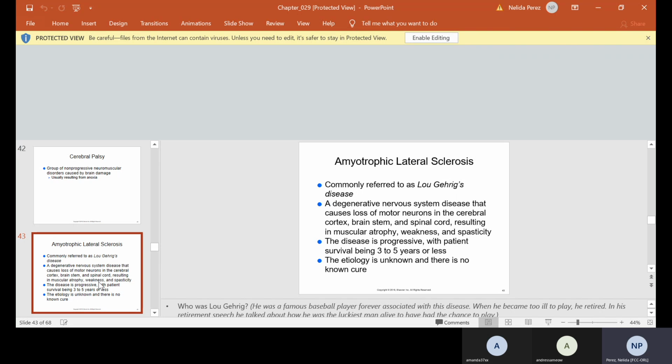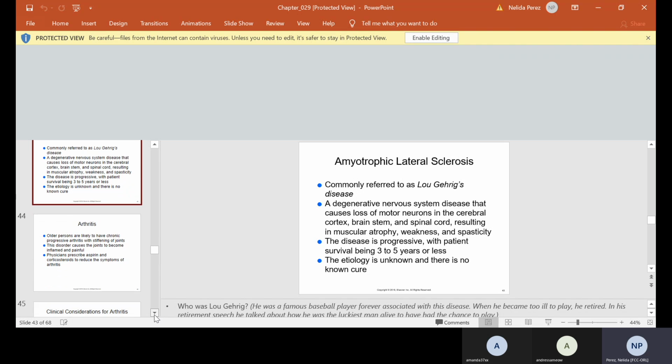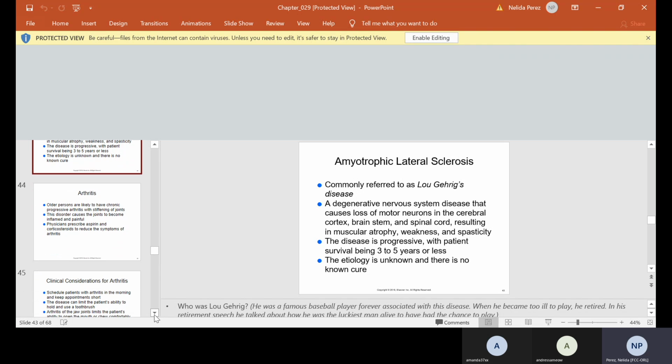Amyotrophic lateral sclerosis, commonly referred to as Lou Gehrig's disease. It's a degenerative nervous system disease that causes loss of motor neurons in the cerebral cortex, brainstem, and spinal cord, resulting in muscular atrophy, weakness, and spasticity. This disease is progressive, with patient survival being 3 to 5 years or less. The etiology is unknown, and there is no known cure.